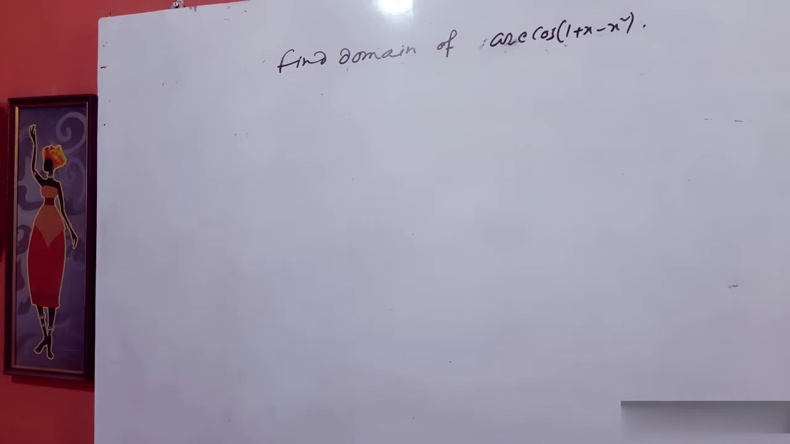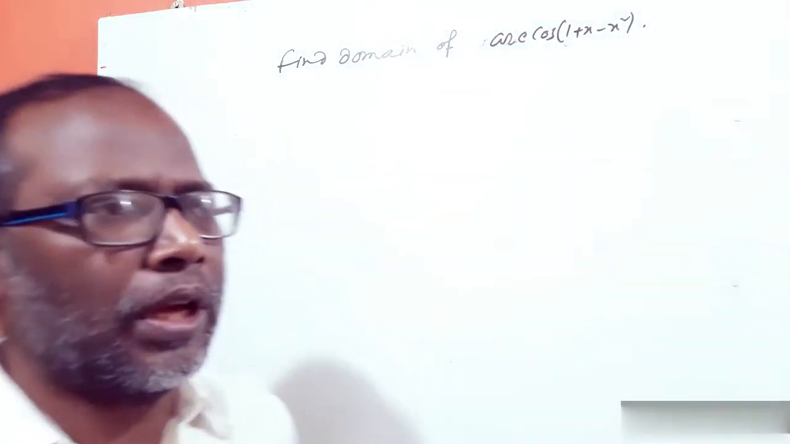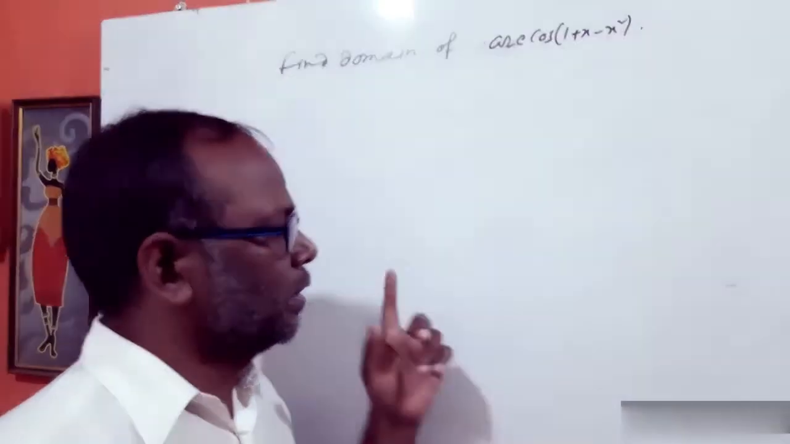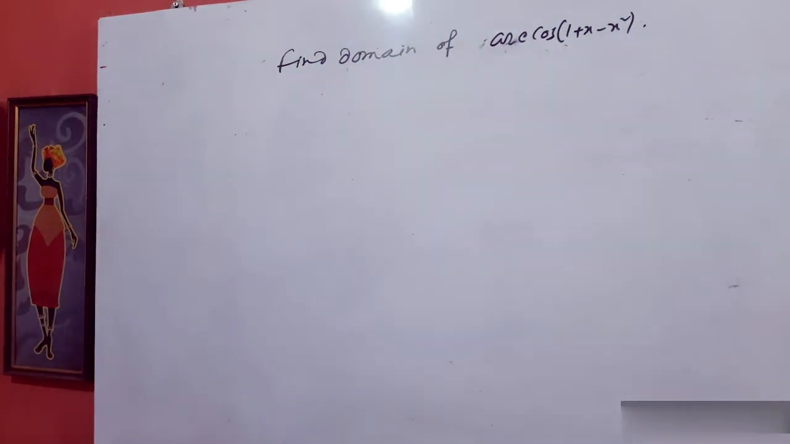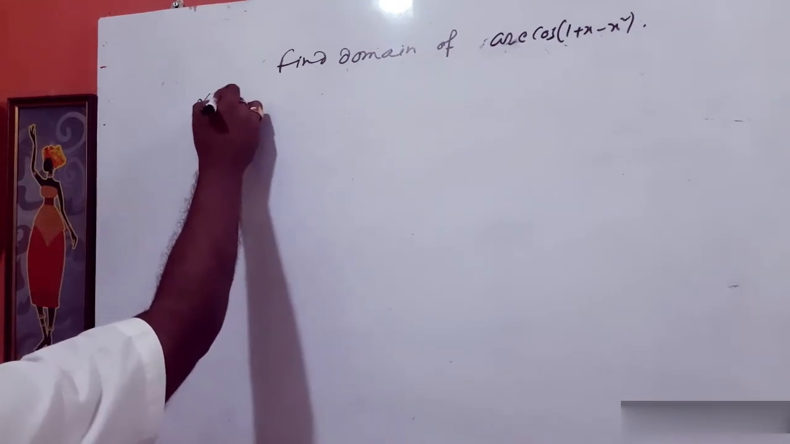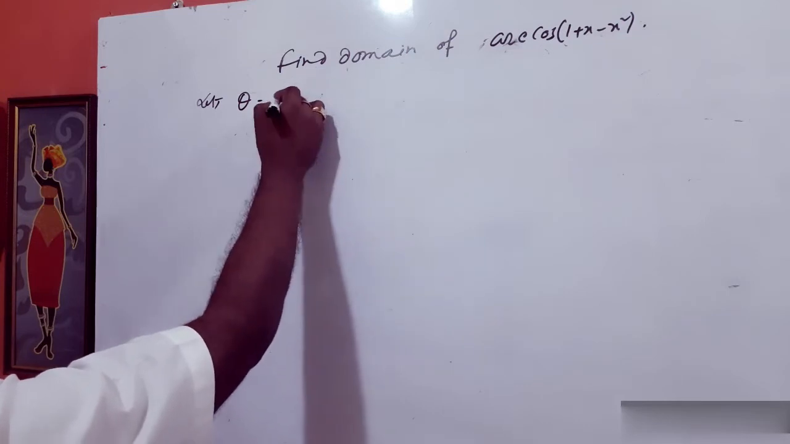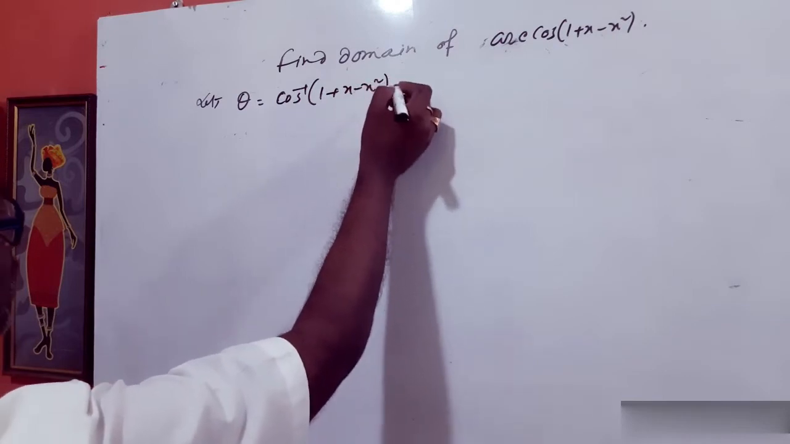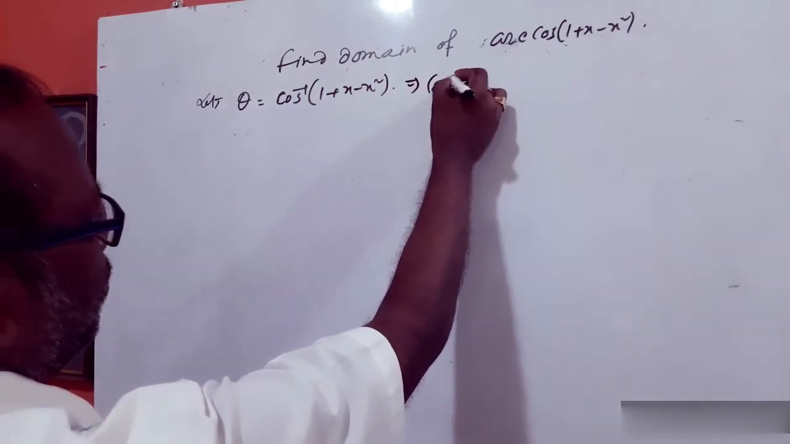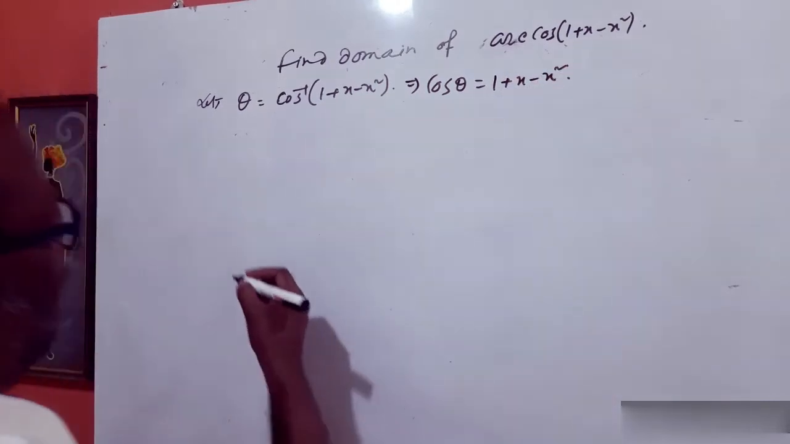A viewer posted this problem to the social media Quora, to my account. This is the query of that viewer. Now I am solving this problem here. Let us assume theta is equal to cos inverse of 1 plus x minus x square, and that is equal to cos theta. This is 1 plus x minus x square.